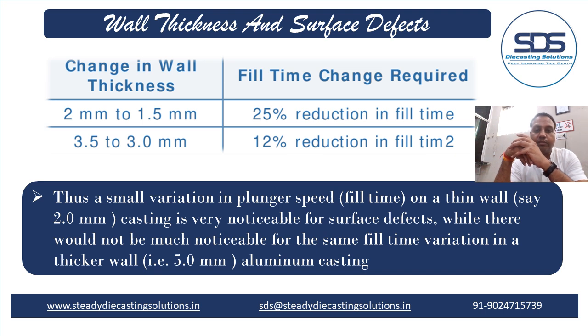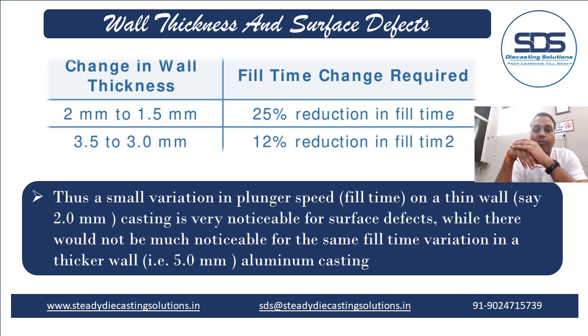So here on your screen you can see we are talking about wall thickness and surface defect in die casting. It's important to understand how a change in wall thickness impacts the fill time. Let me give you an example to make it clear. If you change the wall thickness, as you reduce your casting wall thickness from 2 mm to 1.5 mm, the result is a 25% reduction in fill time.